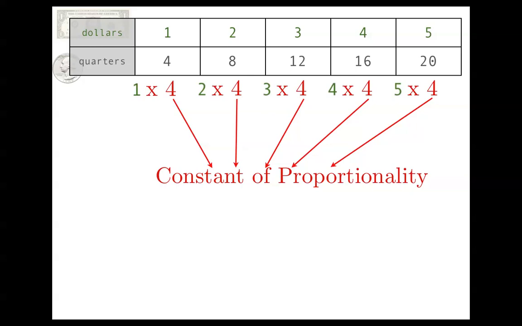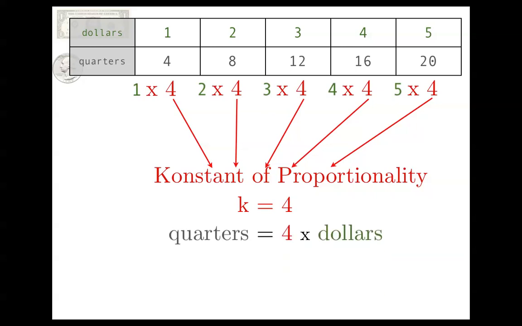When we talk about a constant of proportionality, I'm going to spell it this way because in math, we use the letter K to represent the constant of proportionality in any proportional relationship. So, in this proportional relationship, K equals 4. The constant of proportionality equals 4. So a constant of proportionality is the number that rules the proportional relationship. Okay, and in this case, it's the number that you multiply dollars by to get quarters.